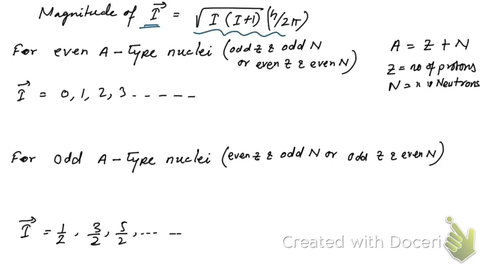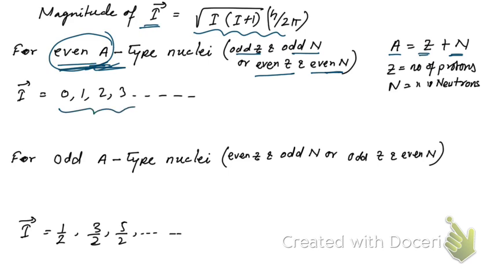For even A type, A is the mass number. Mass number is equal to number of protons plus number of neutrons. It can be even when both Z and N are odd, or when both Z and N are even. Even plus even is even, and odd plus odd is also even. For even type, these are the values of I.